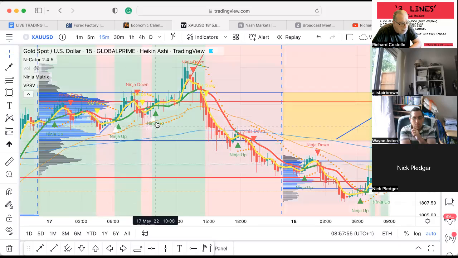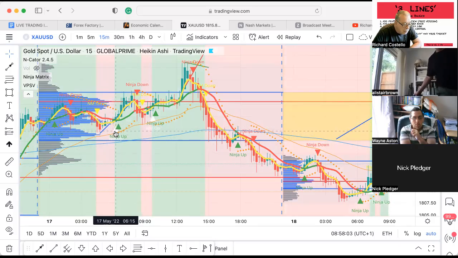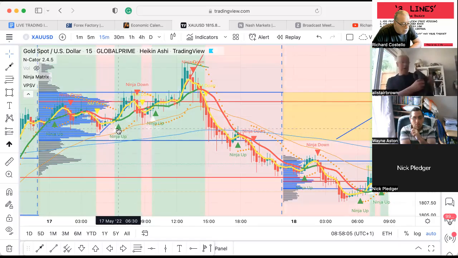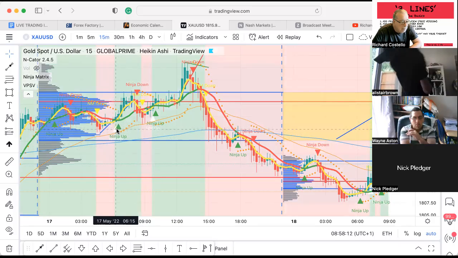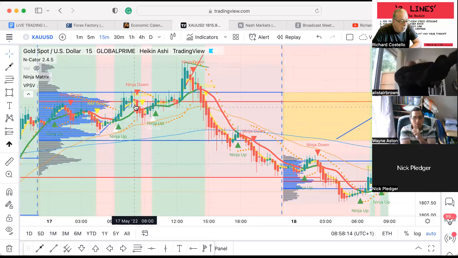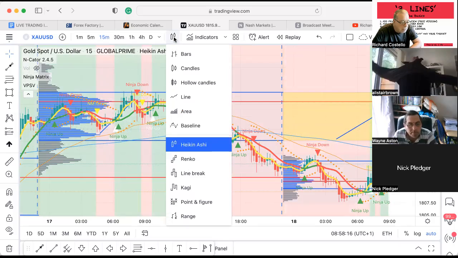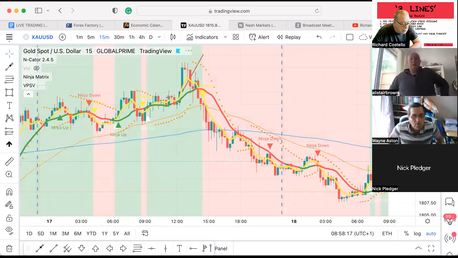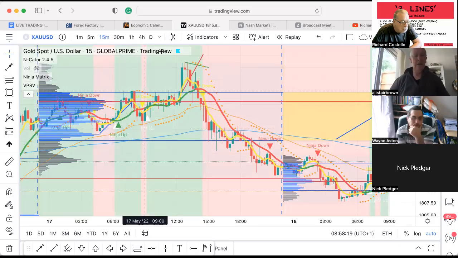Okay, it has actually altered it slightly in that, yes, we got the Ninja Matrix. Yeah, we were looking at this one. Ninja Matrix is still green. The Ninjacator up was in the same position. As it happened, the Ninjacator is in the same position on Heikin Ashi as it was on ordinary candles. I'll just go back. Yeah, it's in the same position.